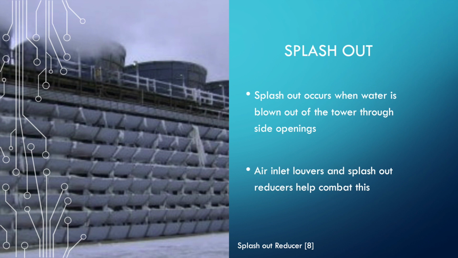Another big consideration is splash out. So, nothing's ideal, and obviously if that much water is running through the system at however many gallons per minute, water is going to come out the side sometimes, and one of the big ways to prevent this is a splash out reducer. I've got a picture here.